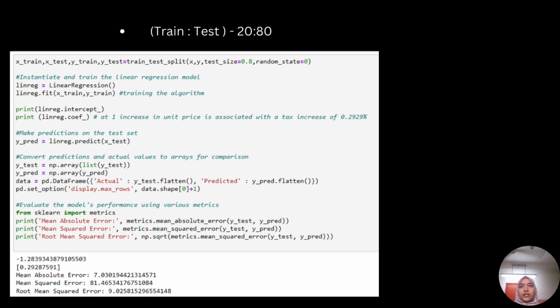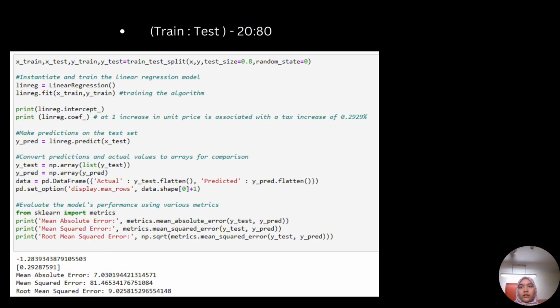And then we instantiate and train the linear regression model, and then we find the value of the linear regression intercept and also the linear regression coefficient. So the value for the linear regression intercept is negative 1.28393, and then the value for the linear regression coefficient is 0.2929, which means a one unit increase in unit price is associated with a tax increase of 0.2929%.